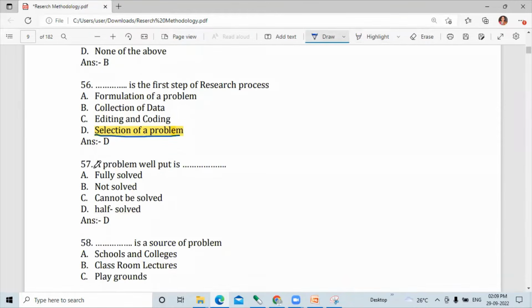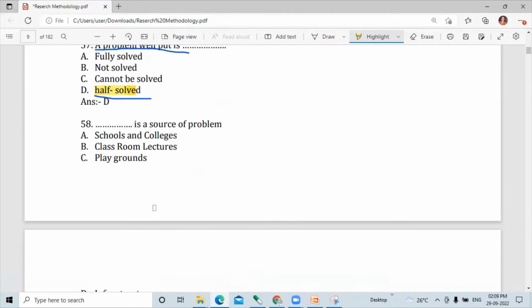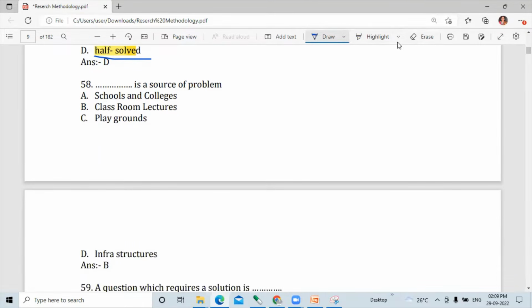Next question is a problem well put is. A problem well put is half solved. The answer is half solved. The next question is dash is a source of problem. The answer is classroom lectures. Classroom lectures is a source of problem.